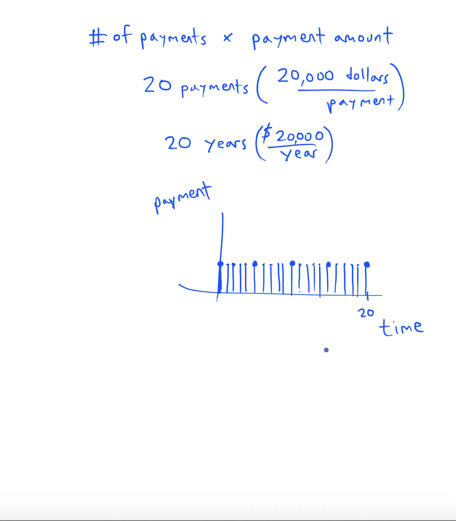Now let's just rearrange it, and we'll put it into a summation. We'll go from i equals 1 to 20, number of payments. We'll do $20,000 per year times delta t. Okay. And so what would our final answer be? $400,000.